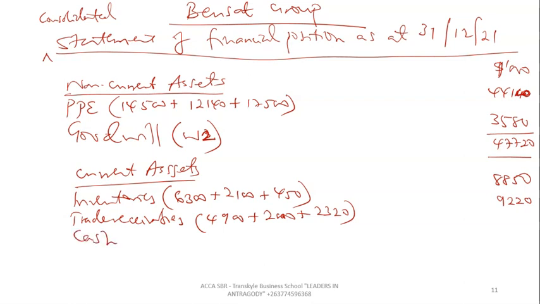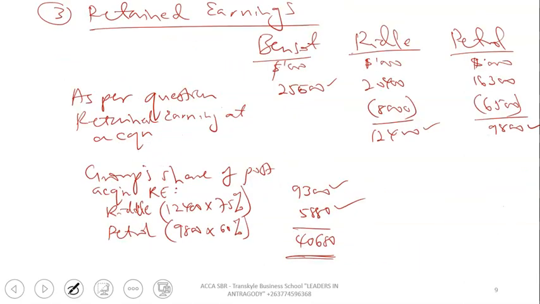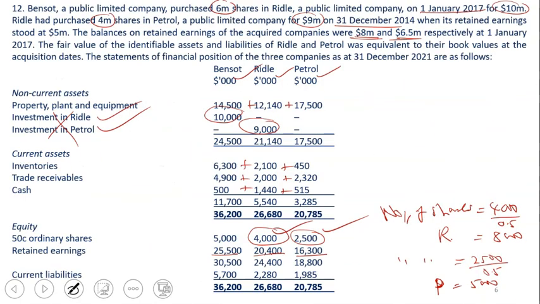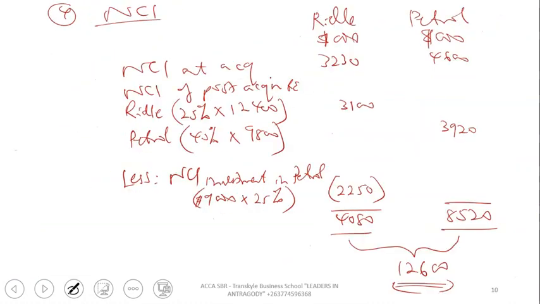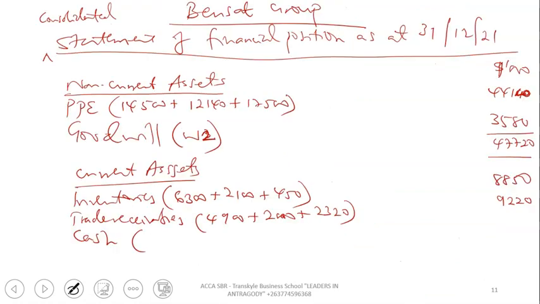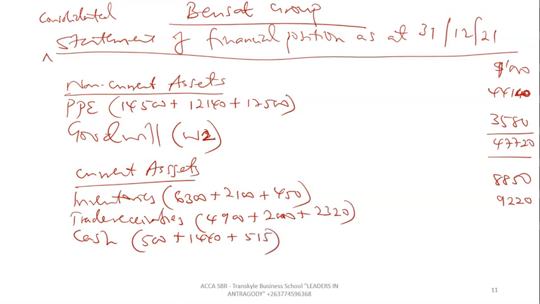Then we had cash. Okay, cash assets. That's 500, 1,440 and 515. 500 plus 1,440 plus 515. Add, we must get our 2,455. All right. So what is the total of current assets? Obviously, that's 20,525.